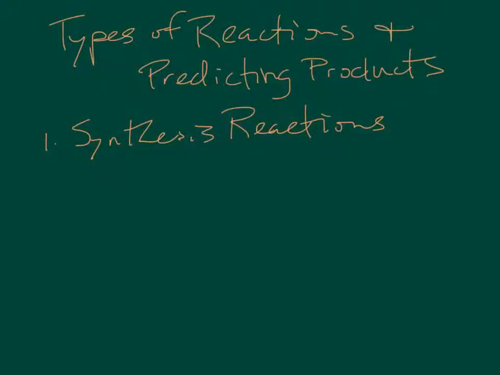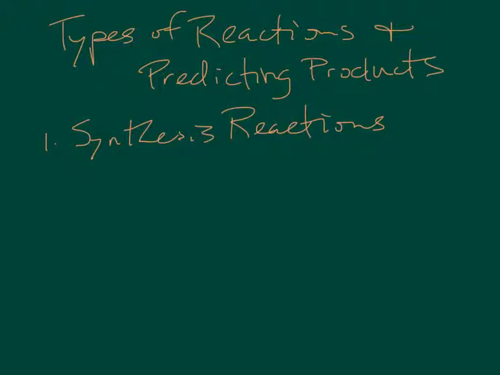Okay, today we're going to be talking about different types of reactions and how we predict the products of a reaction. All right, so our first type of reaction is called a synthesis reaction, and of course, if you think about synthesizing something, you are making something or producing something.